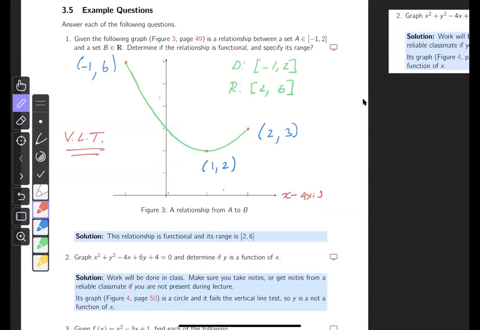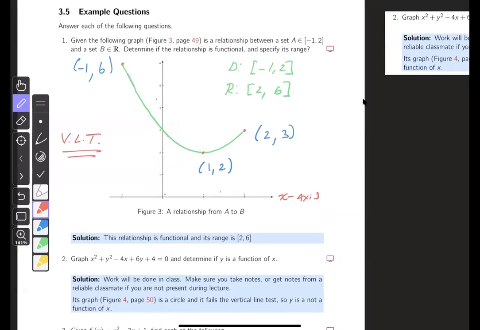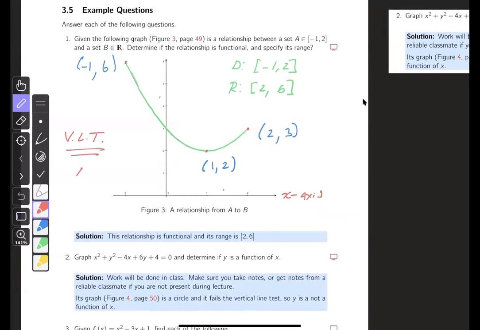Basically, it's really simple. It says, basically draw a vertical line. Can you find any section of that curve where the vertical line passes it twice? And the answer is a resounding no. So if you can't find a vertical line that goes through it twice, we're going to say this relationship is functional. So I used the vertical line test, and my conclusion is it's functional.